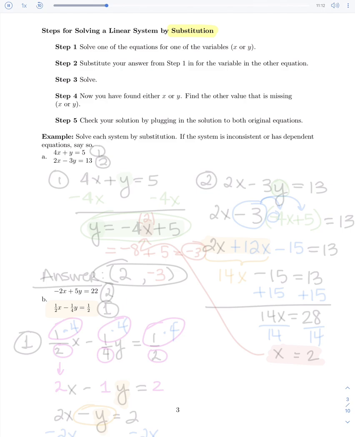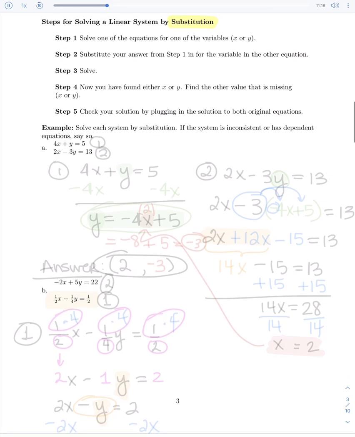of the variables alone. So if I look at problem A, which of the two equations is easy to get one of the variables by itself? And I'd say that that would be the first equation, the 4x plus y equals 5. So what we'll do is we will solve the equation for the easiest thing we can, which is the y.